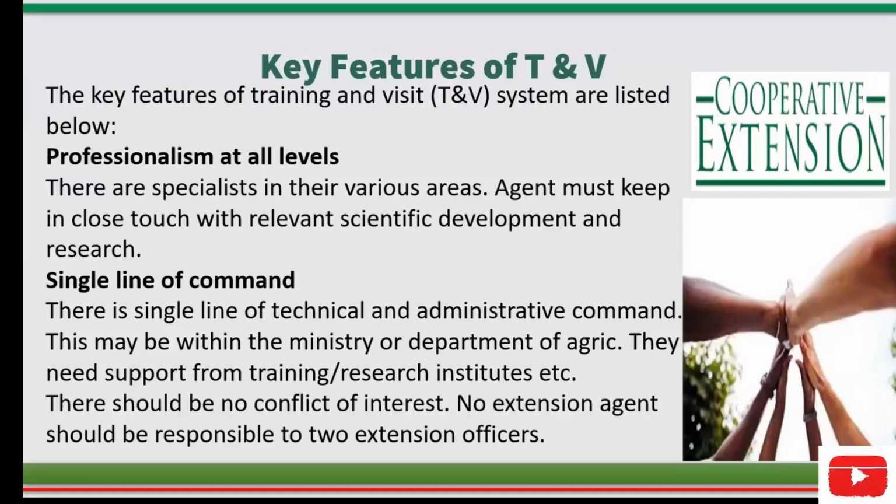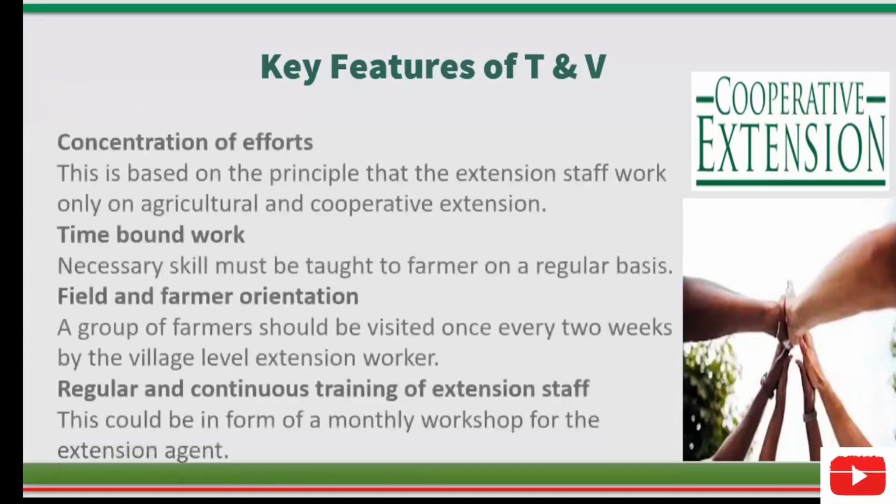Another feature of training and visit is the single line of command. There is a single line of technical and administrative command in this system. This may be within the ministry or Department of Agriculture. They need support from training and research institutes and so on. There should be no conflict of interest. No extension agent should be responsible to 2 extension officers. You understand? You can't be reporting to 2 bosses, and that will affect your functionality. So there must be a single line of command.